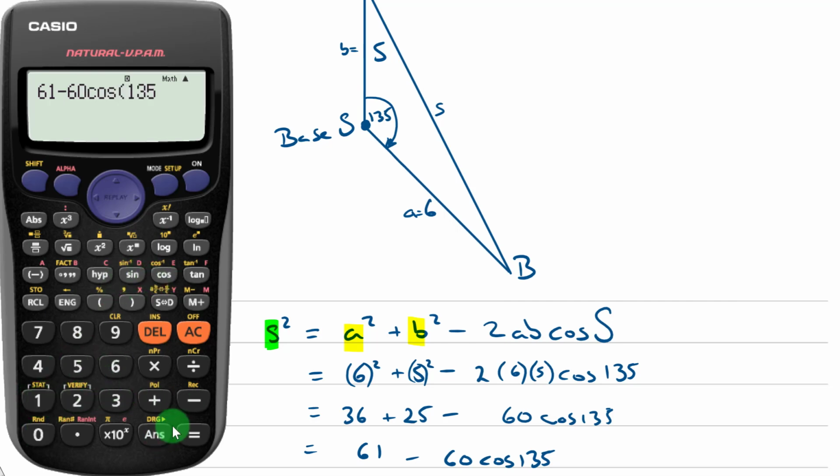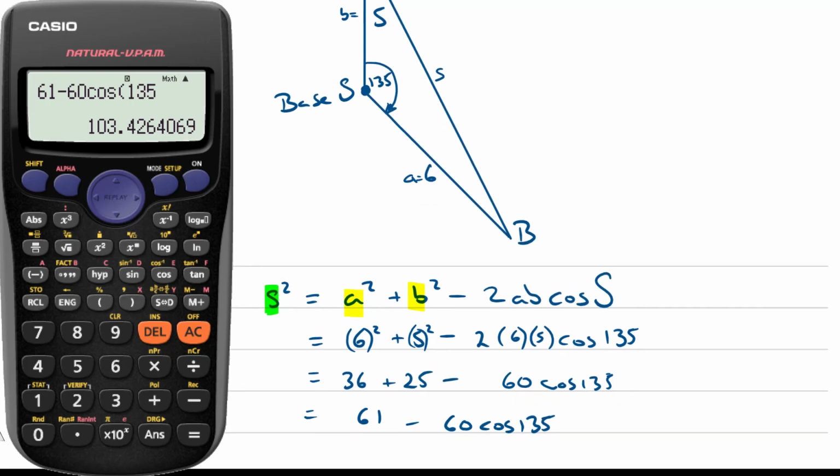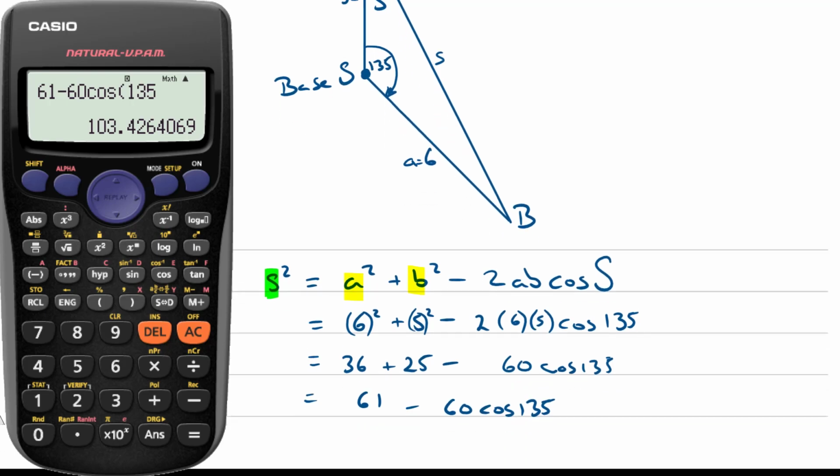What's that equal to then? Now that comes out on my calculator as 103.4. Now if you look at this diagram, 103.4 would not look right for the distance between A and B, seeing that A and B are 6 and 5. But don't forget, we still need to square root, don't we? So S, the actual distance, is going to be the square root of that. So it's going to be slightly more than 10, isn't it? Okay, so let's find the square root of that.